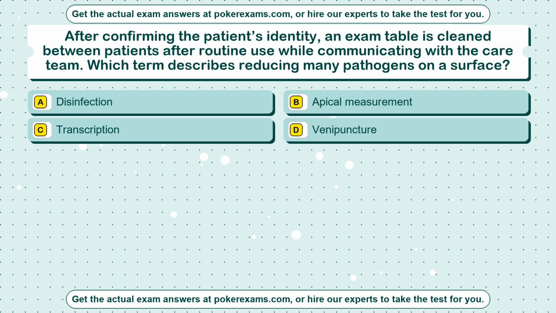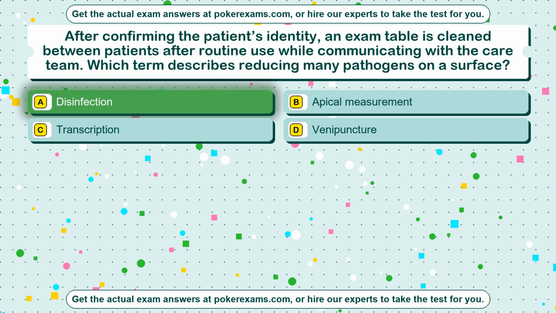After confirming the patient's identity, an exam table is cleaned between patients after routine use while communicating with the care team. Which term describes reducing many pathogens on a surface? Option A, disinfection. Option B, apical measurement. Option C, transcription. Option D, venipuncture. The correct answer is option A, disinfection.